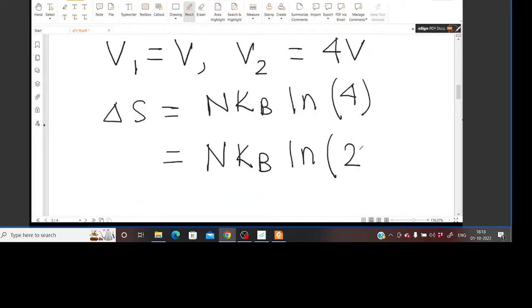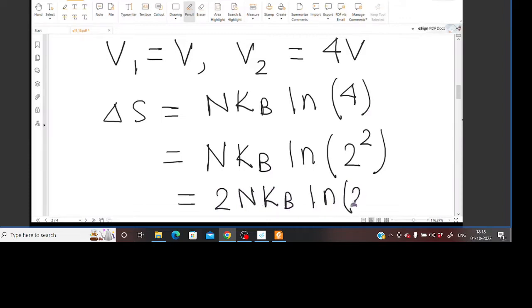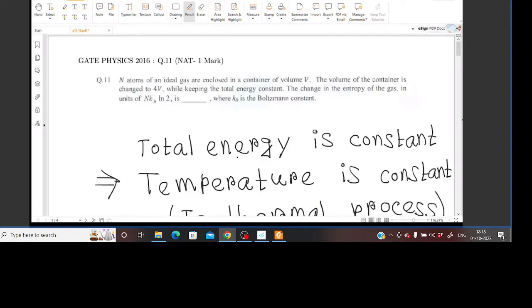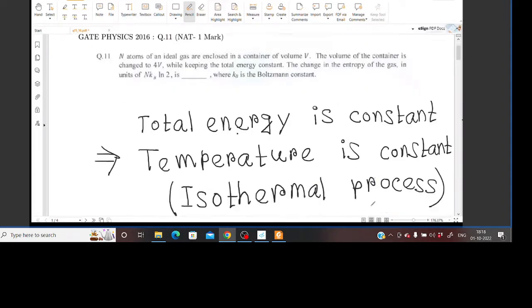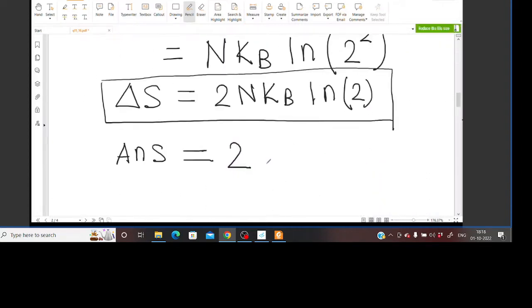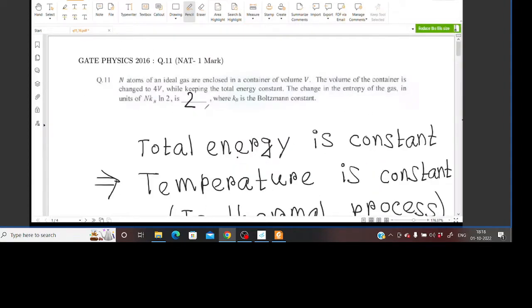Now 4 can be written as 2 square. So the change of entropy is equal to 2 into N kB into log 2. So the change of entropy of the gas in the units of N kB into log 2 is 2. So in this question, 2 is the correct answer.